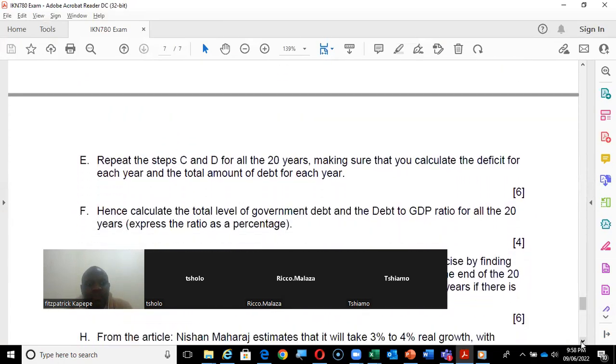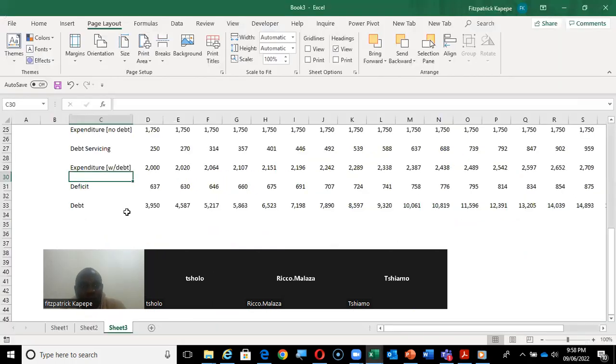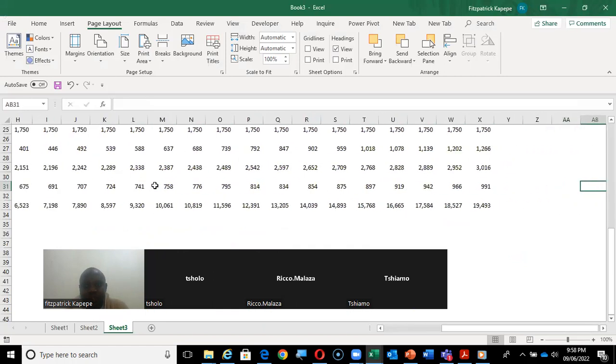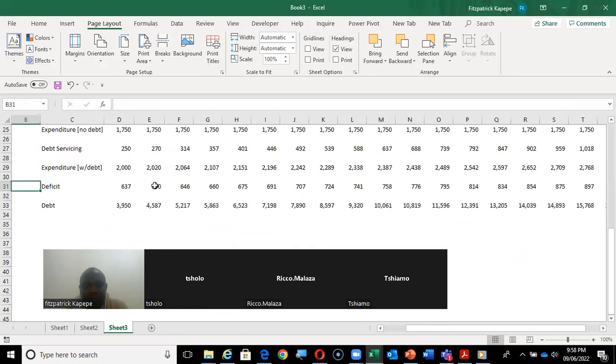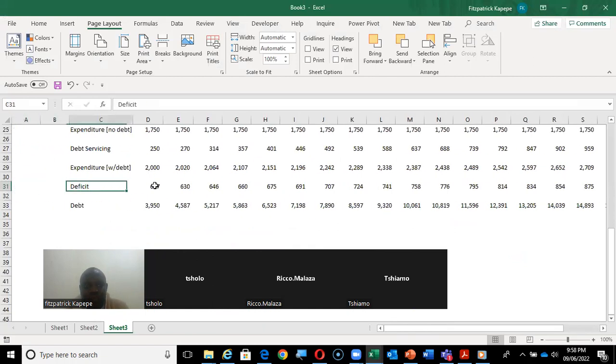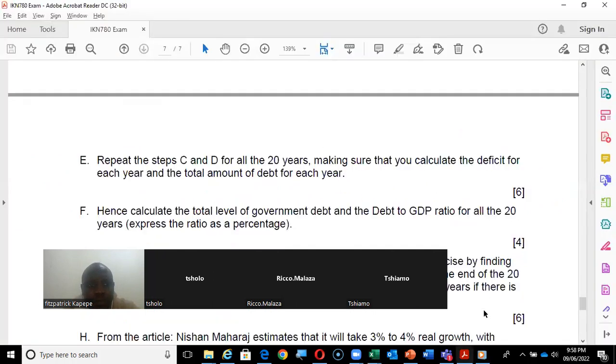Then E, repeat the steps C and D for all the 20 years, making sure that you calculate the deficit for each year and the total amount of debt for each year, which we have done. We have calculated the debt, the deficit for each year. It wasn't even a difficult question. Then this has been done.